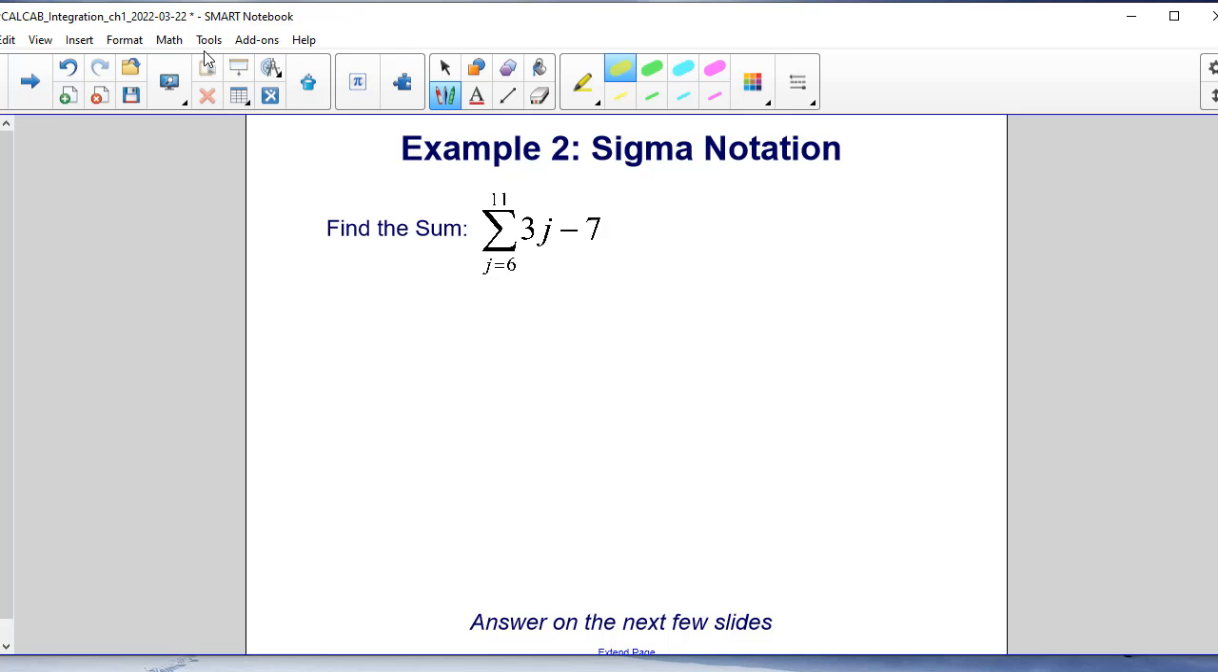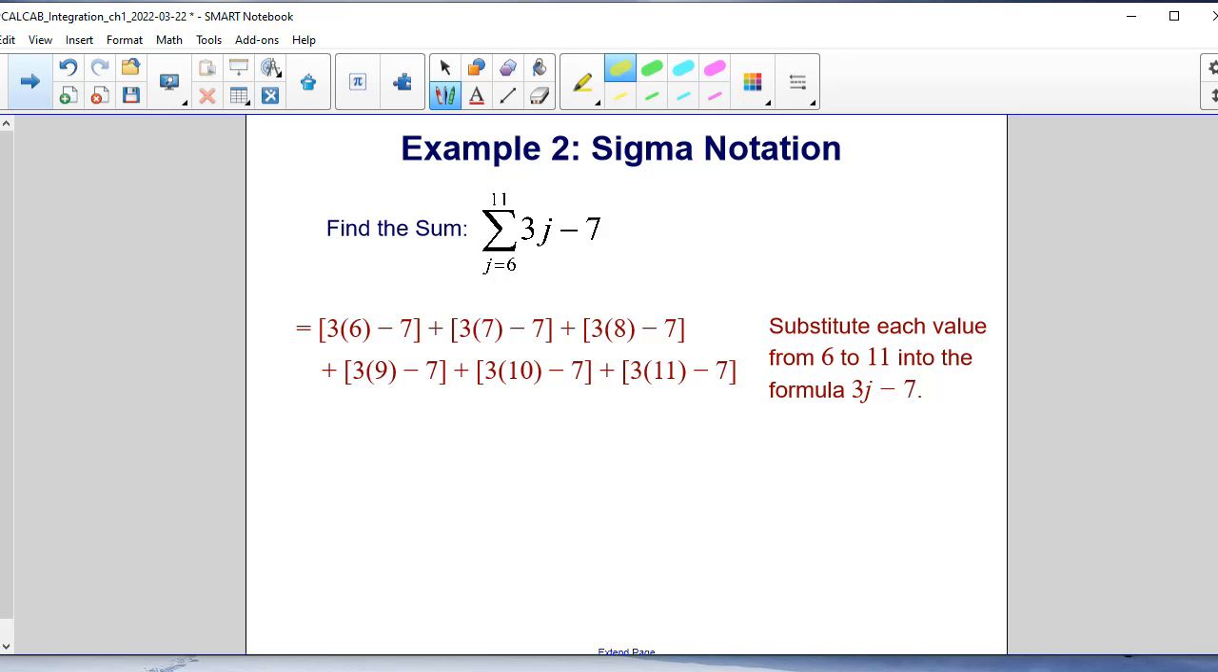Example number 2 of sigma notation is asking us to find the sum of the expression 3j minus 7 as j increments from 6 to 11. So the first step we do is we substitute each value from 6 to 11 into the formula 3j minus 7. So the first step is to replace j with 6, which gives us 3 times 6 minus 7. In the second expression, we replace j with 7. In the third expression, we replace j with 8. Then we replace j with 9, replace j with 10, and then finally we replace j with 11.